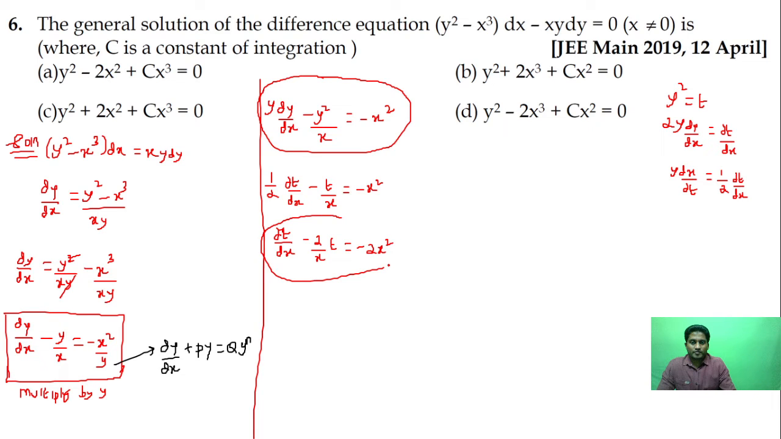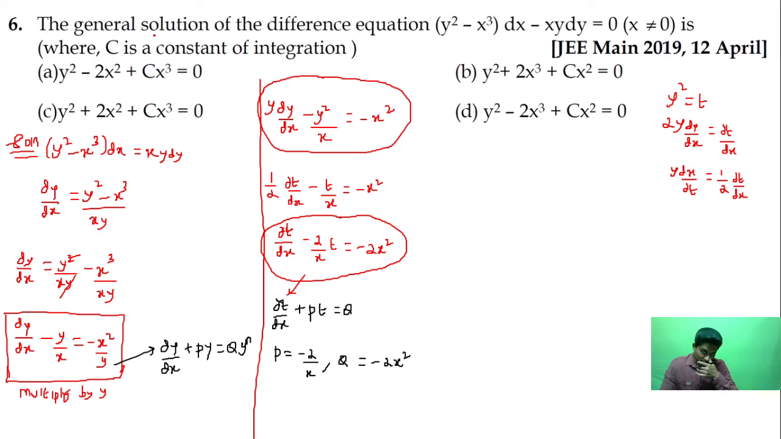Now I have reduced it to the linear differential equation form, dt by dx plus pt equal to q. Here p is equal to minus 2 by x, and q is equal to minus 2x square.